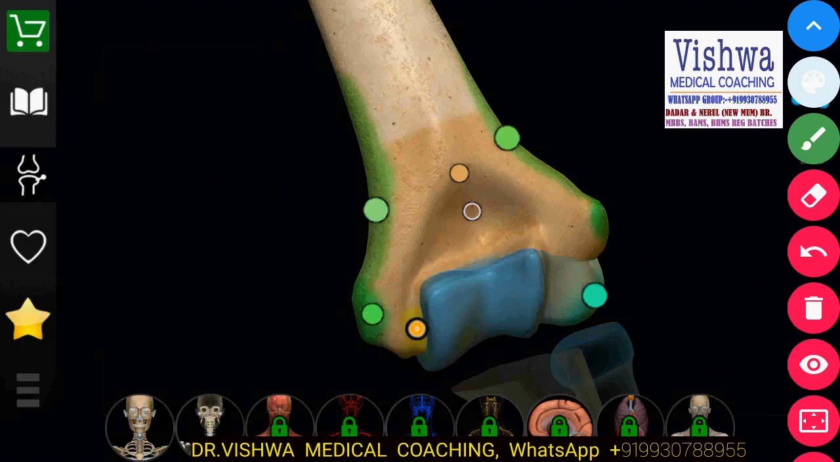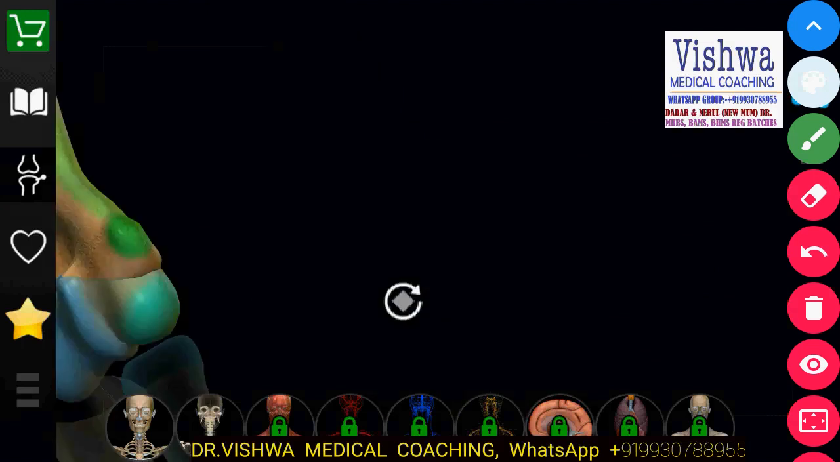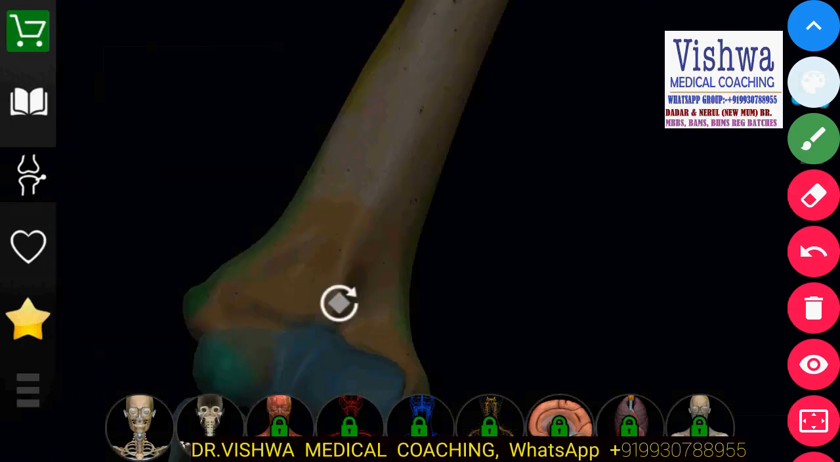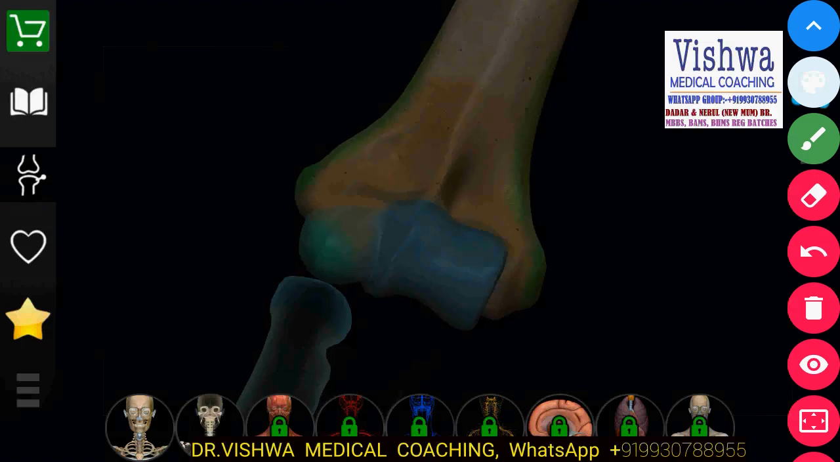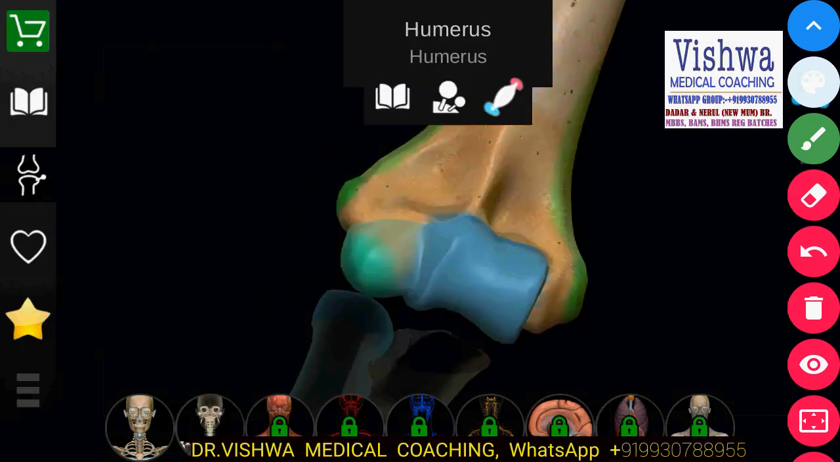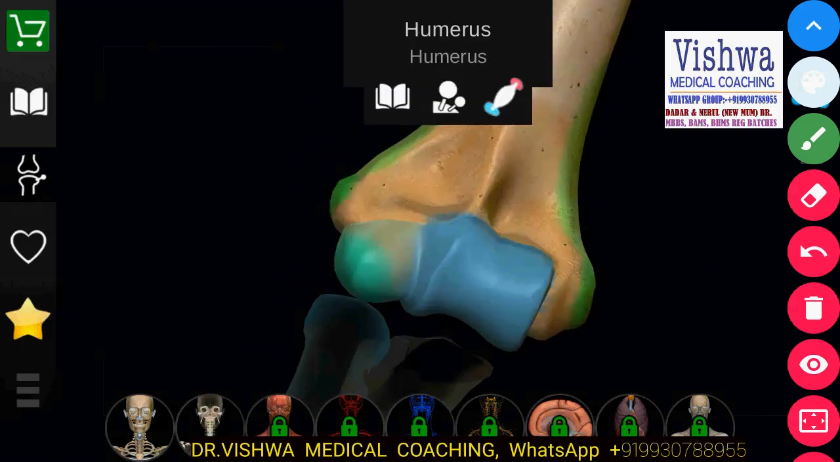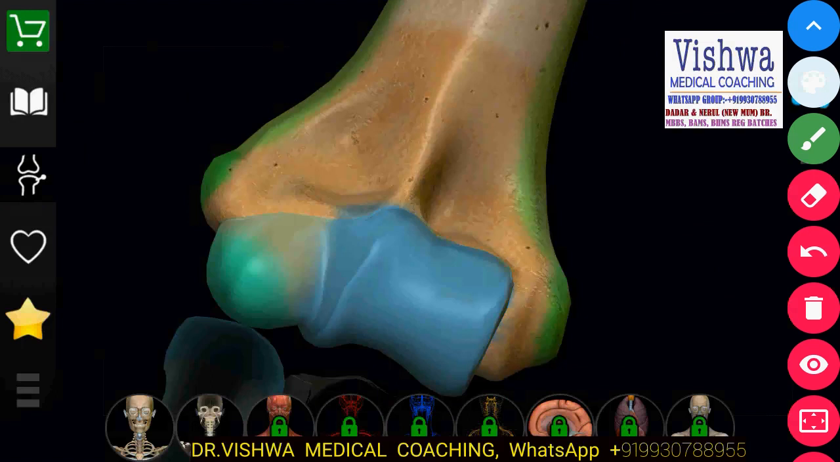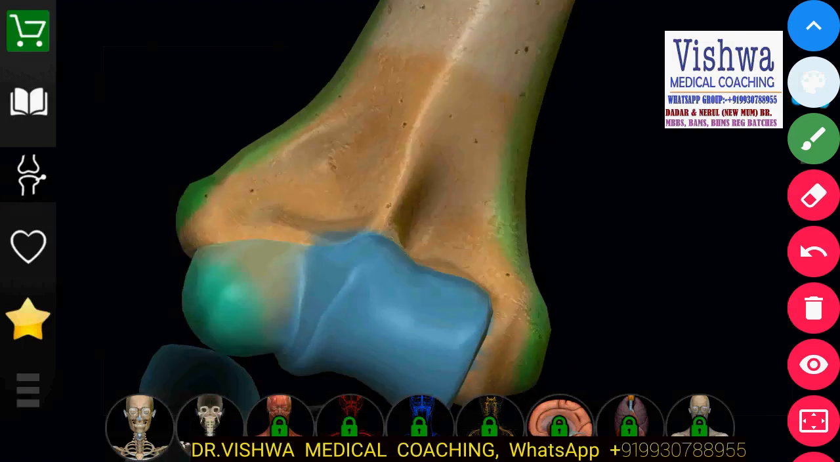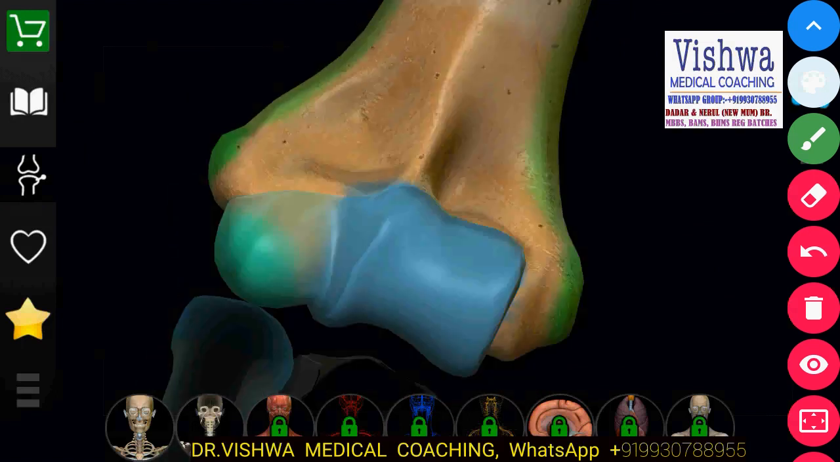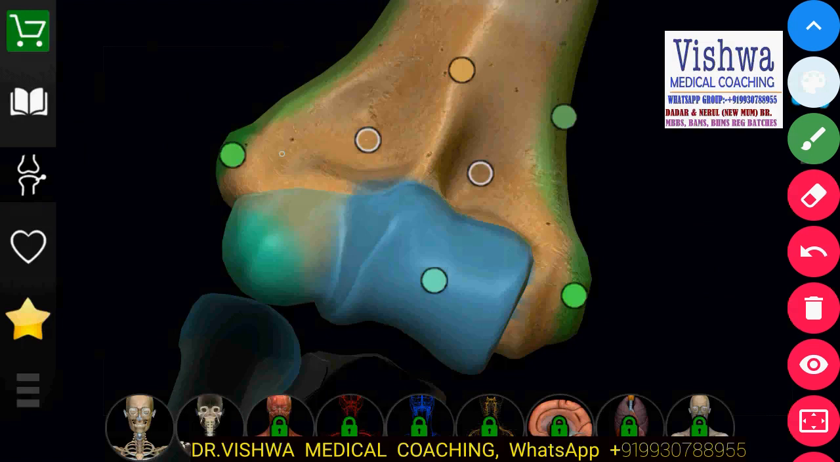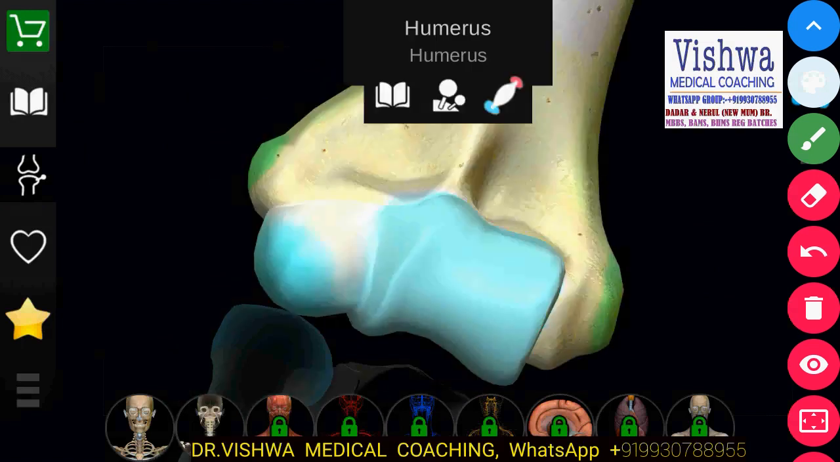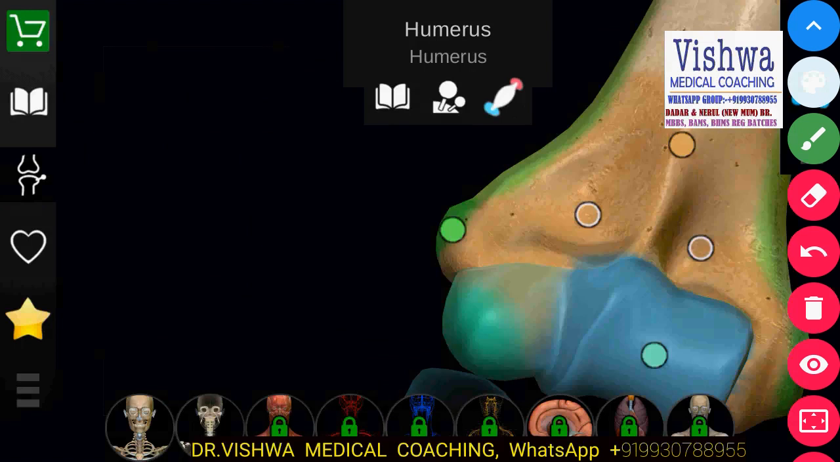Then let's go to the anterior side. Yes, let's come to the anterior side. Let me zoom this so that we all can understand. Let me rotate it a little bit. Okay, if you consider the rounded portion, again the same thing we have already enumerated.